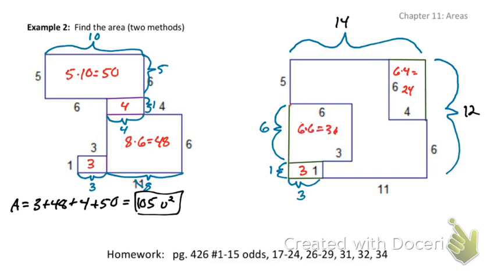So we're going to take our total area, and that is that 14 times 12. And then we're going to subtract away all that little excess stuff. So that'll be minus 3, minus 36, minus 24, which will equal 105 units squared, once again.